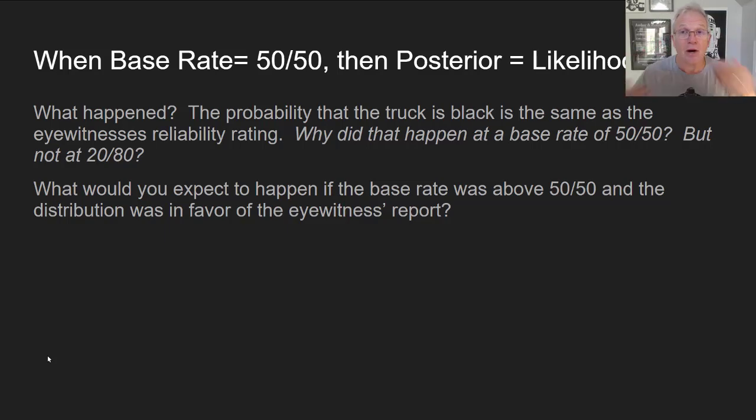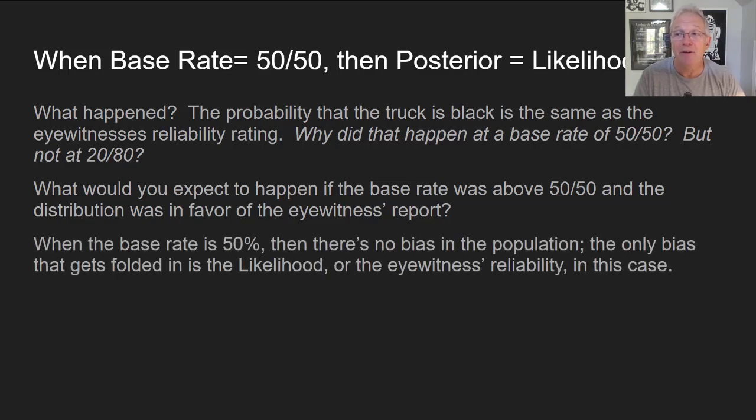But if it's a toss-up, if it's a coin toss over whether it's blue or black trucks, and we've got no reason to prefer blue or black trucks one over the other, and the only reason we have to think it's black is the eyewitness said it was black, and the eyewitness is 75% reliable, then the answer is it's 75% probable that it was black, because you've got no other piece of information that's being incorporated or changing our assessment of the posterior. When the base rate is 50%, then there's no bias in the population. The only bias that gets folded in is the likelihood, or the eyewitness's reliability in this case.